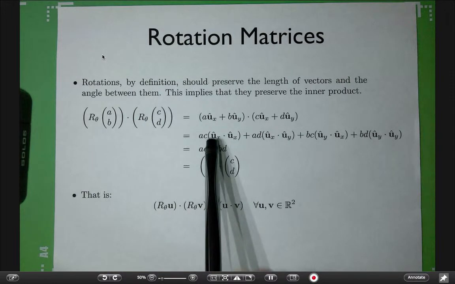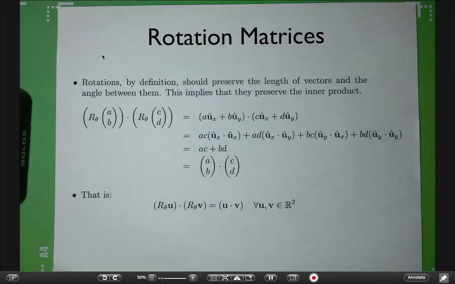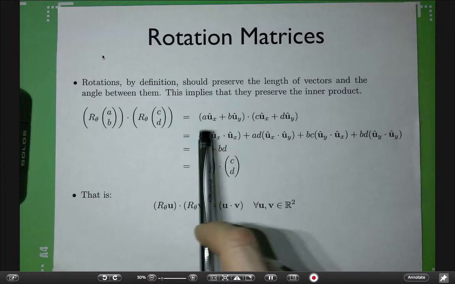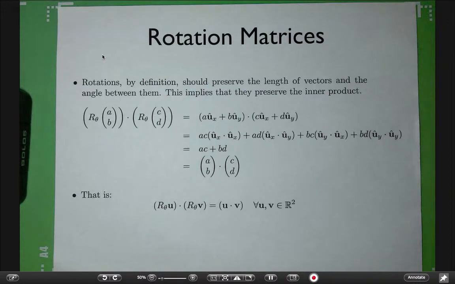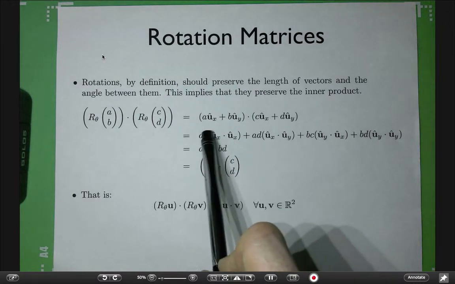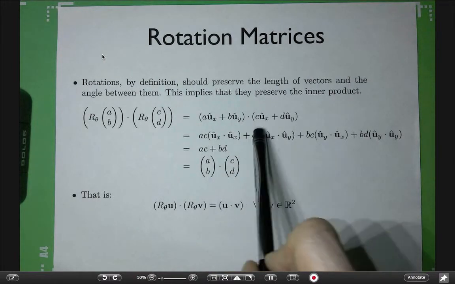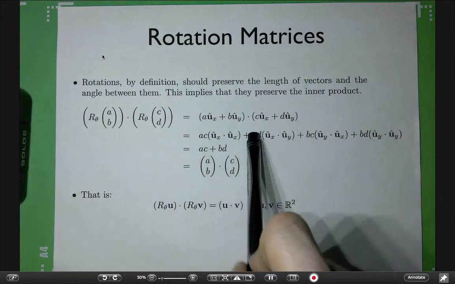So let's just compute it. Rotation is a linear transformation, just like any other, right? So to compute the result of the linear transformation, all I need to do is take the linear combination of the transformations of the basis vectors. Those are the columns. So I compute A·Ux plus B·Uy. The same thing for the second one, C·Ux plus D·Uy, and I do the dot product between the two.